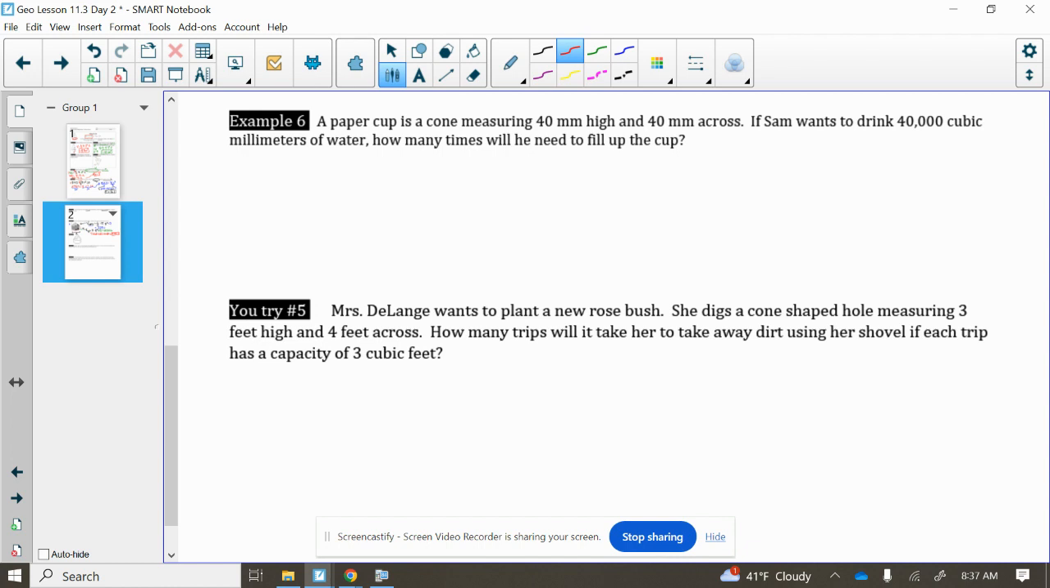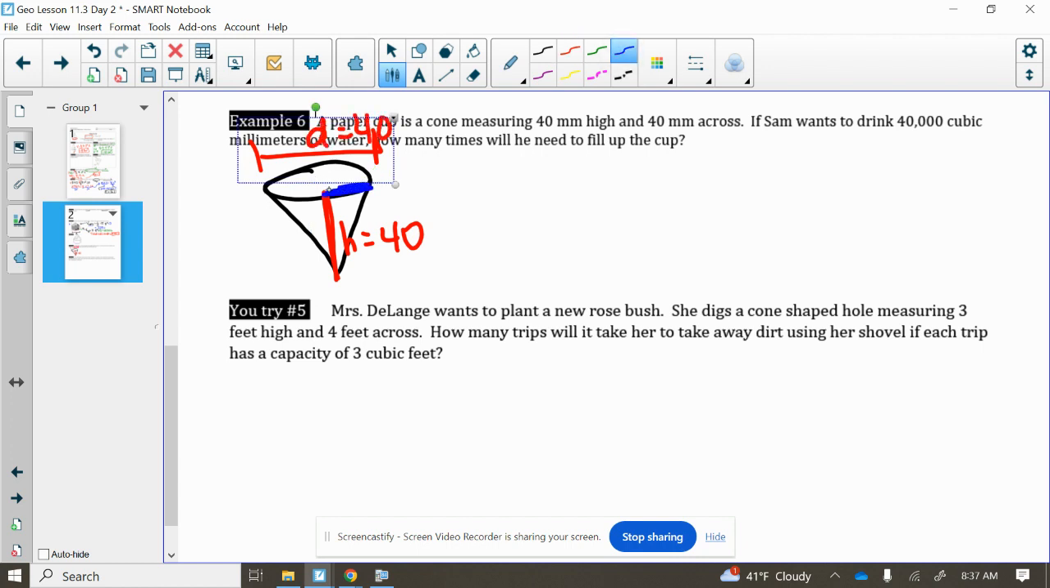All right, last example, in example 6, we have a paper cup that is a cone, and it measures 40 millimeters high and 40 millimeters across. So that means our height is 40 millimeters, and our diameter, all the way across, is also 40 millimeters, which means our overall radius is only 20 millimeters. This time, if we want to drink 40,000 cubic millimeters of water, how many times are we going to need to fill up the cup?